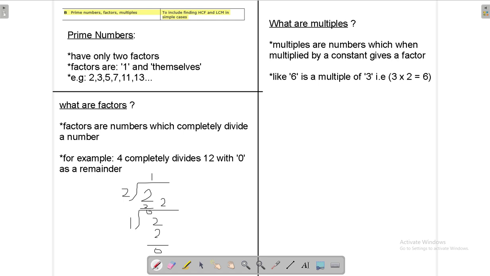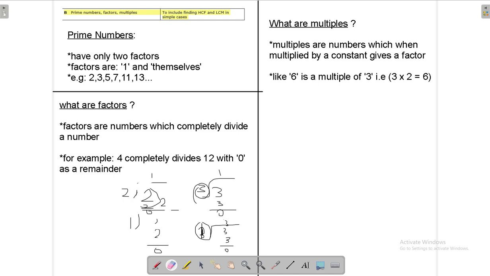So this 2 here is a prime number, same as with 3. You divide it by 3, you get a remainder of 0, and when you divide it by 1, you get a remainder of 0 here. So they have two factors, which are 1 and themselves.